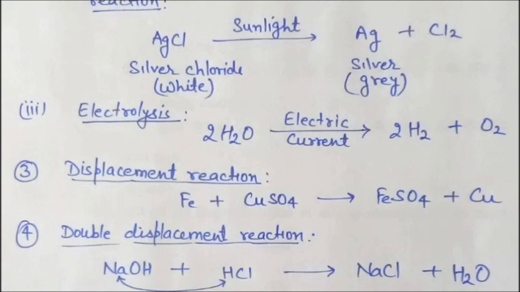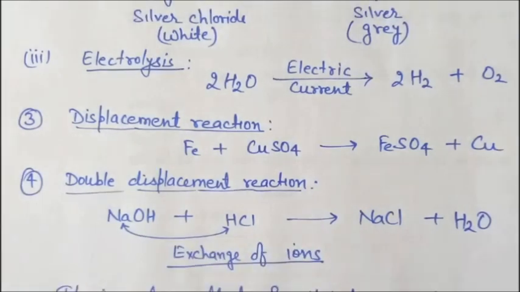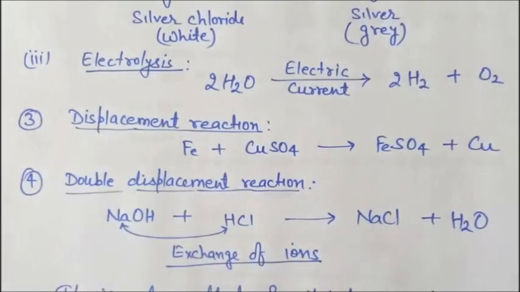Next is double displacement reaction. As the name suggests, here double displacement takes place. You can clearly see the exchange of ions takes place. The reaction in which two different ions or groups of atoms in the reactant molecules are displaced by each other is called double displacement reaction. You can see sodium ion and H ion exchange themselves and they form the product. Here NaOH plus HCl react together and form NaCl plus H2O.